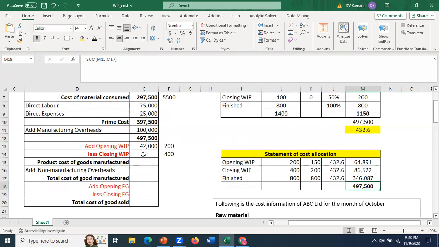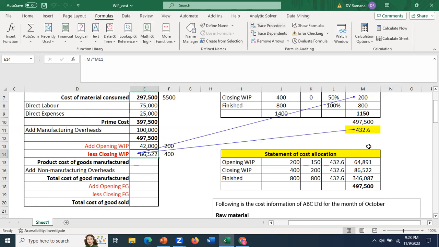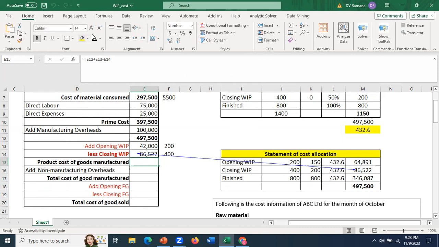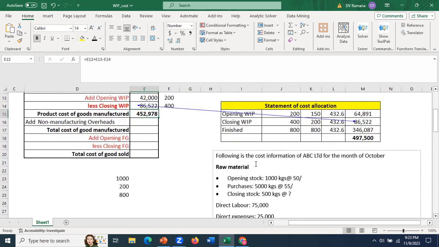So the cost of closing work in progress, therefore, for us is equal to 86,522. Okay, or I can pick up from here itself, because we already evaluated that. So the cost of the goods manufactured during the period is equal to 452,978. But would you like to verify whether this is correct or not? We can verify that also.